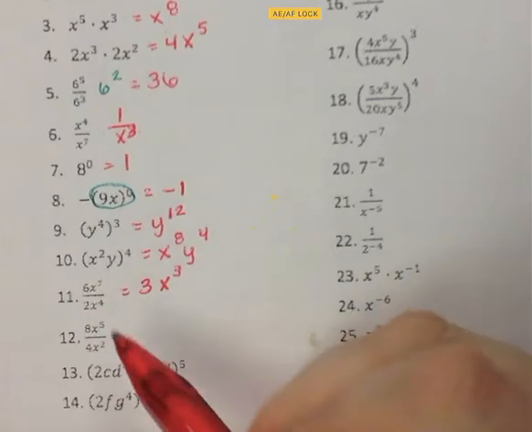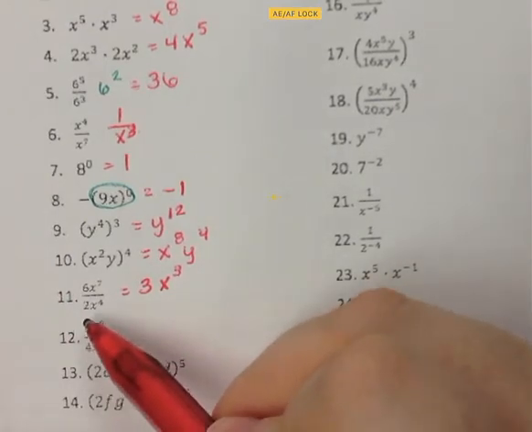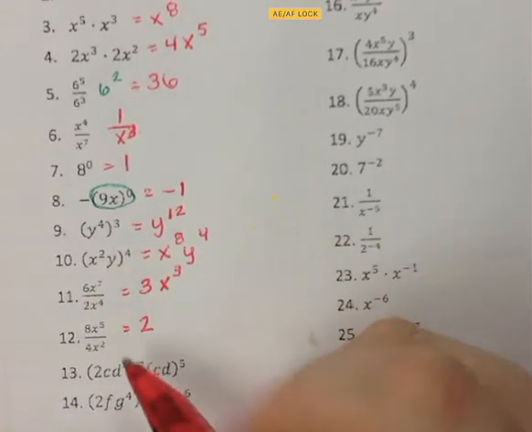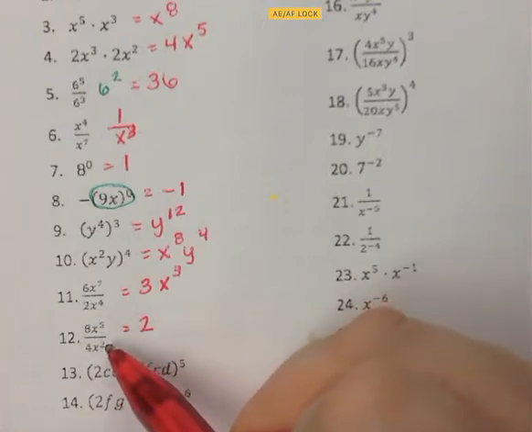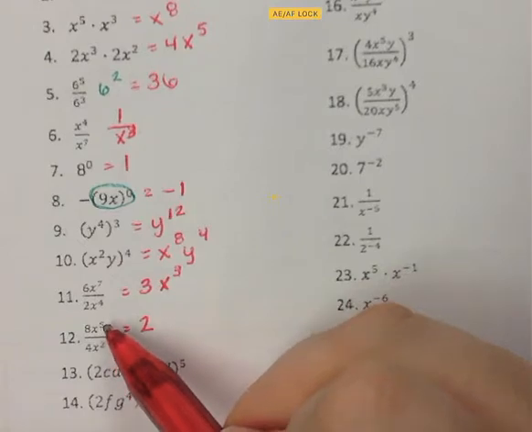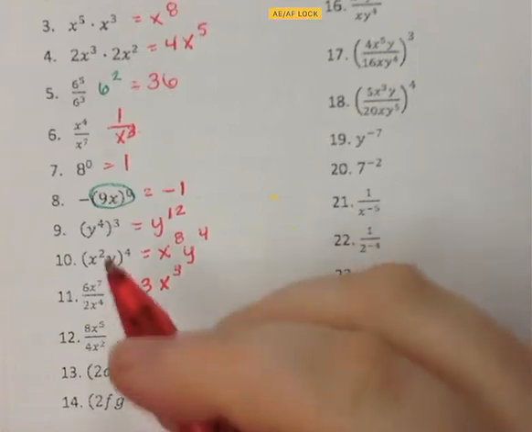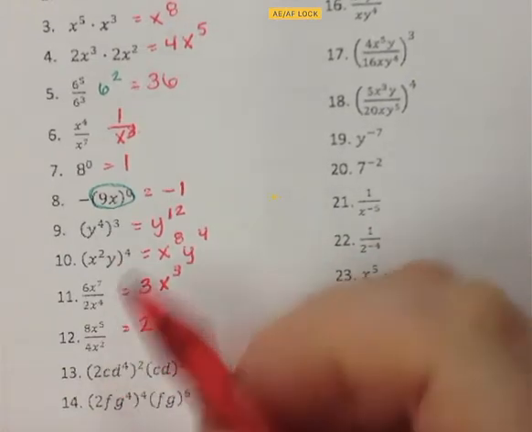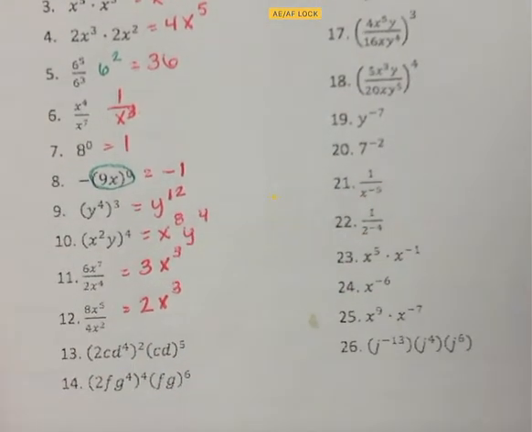On number 12, we're going to do the same thing. It's division. We have 8 divided by 4. Those are numbers. So 8 divided by 4 is just 2. Then we have the same bases, so we're going to divide those by subtracting the exponents. X to the 5th divided by x squared. 5 is bigger, so that means that the base is going to stay in the numerator. It's going to be 5 minus 2. That means we're going to have 3. So 2x cubed.